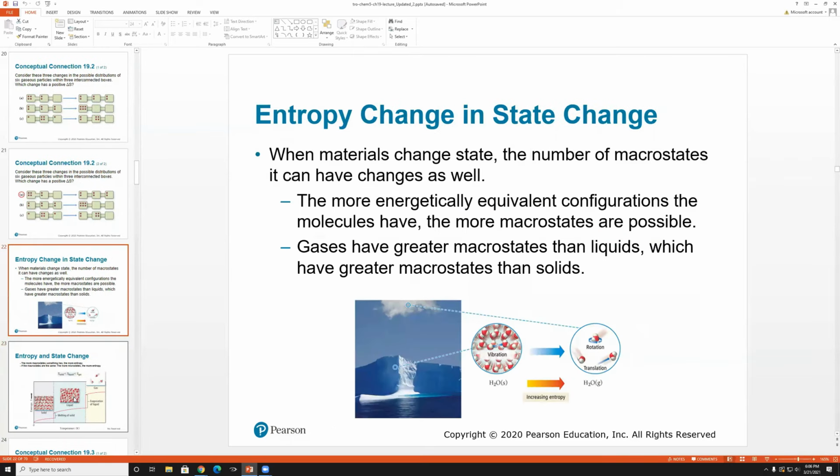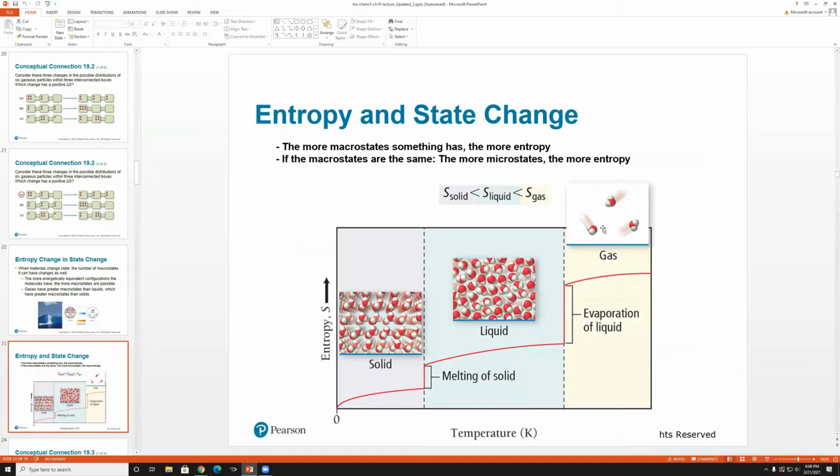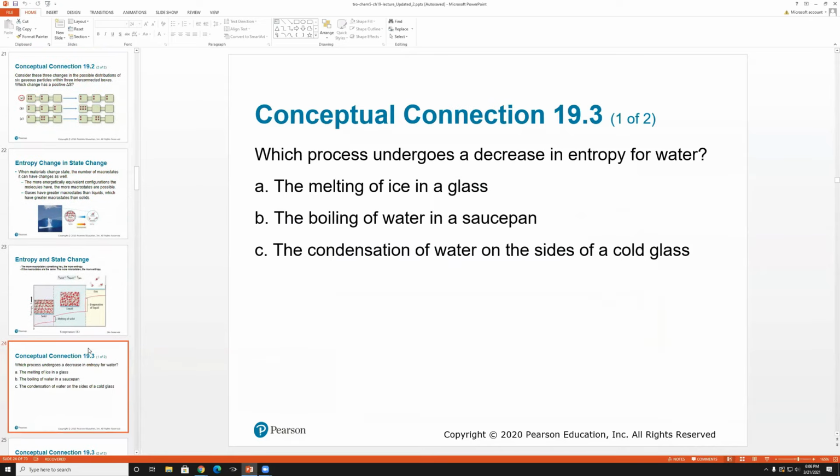In terms of just the overall concept, gases are going to have more macrostates than liquids, right? Because you're going to have more disorder and more movement. The molecules are going to be in more places. So the more the molecules move, the more macrostates. And you can see gases have the most. And same with entropy. Going from the hierarchy of solid to liquid to gas, entropy increases as well.